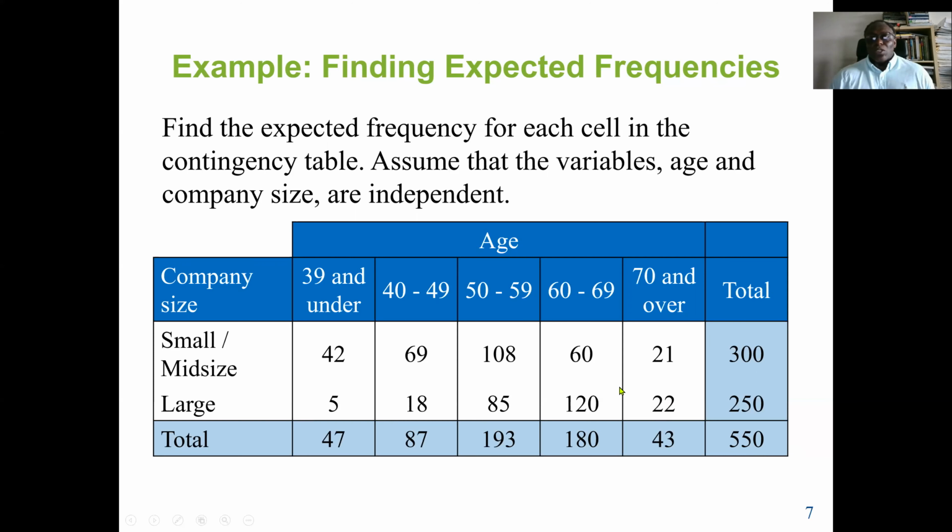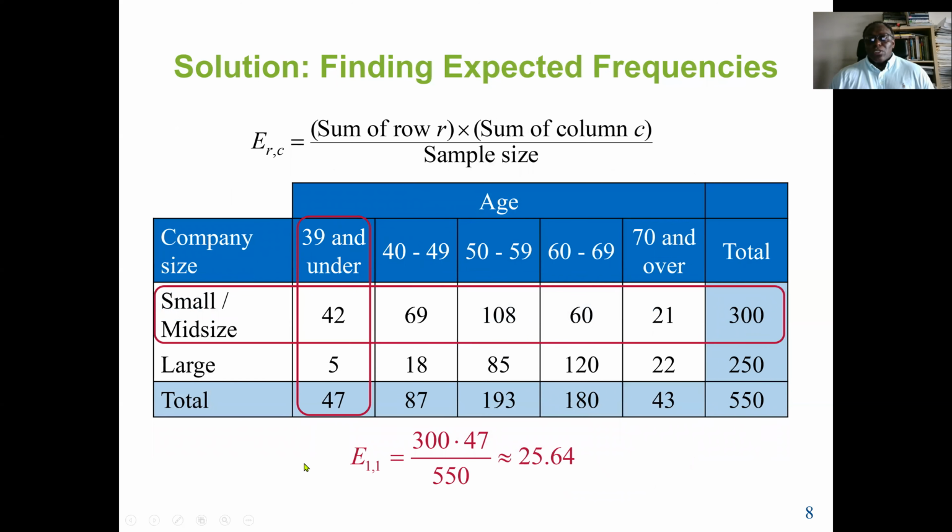So let's start with our expected frequency. Here we have the marginal totals. We can see small and mid size together 300, large 250, and the total is 550. When we add all the age totals, we should also get the same 550. The whole concept is that we have 10 values, which means we have 10 cells, so the expected frequency will be 10 values. Here we are trying to find the first row and the first column, E11. Again, the first value is the row, the second value is the column.